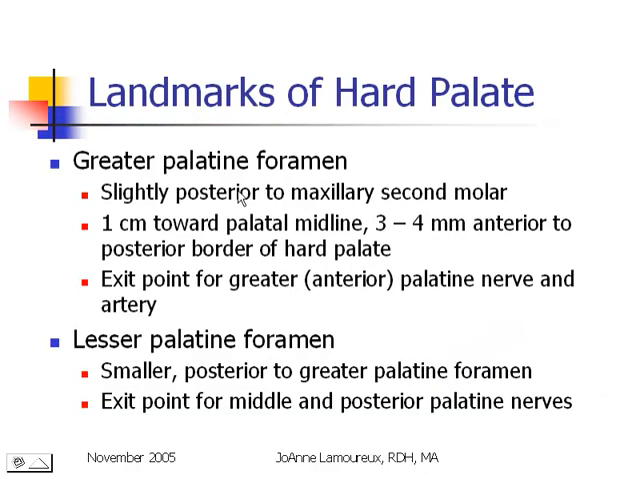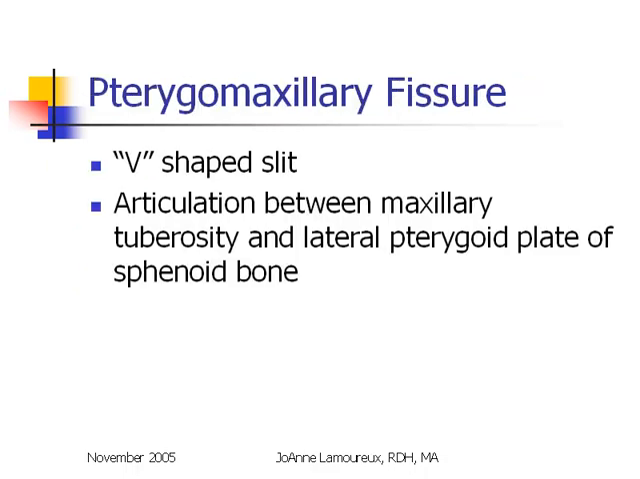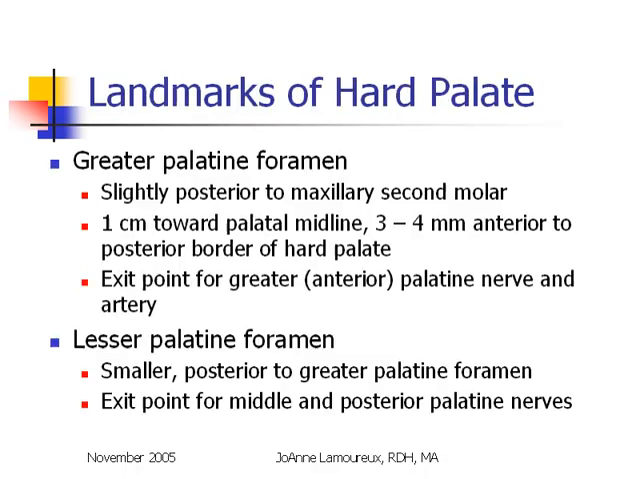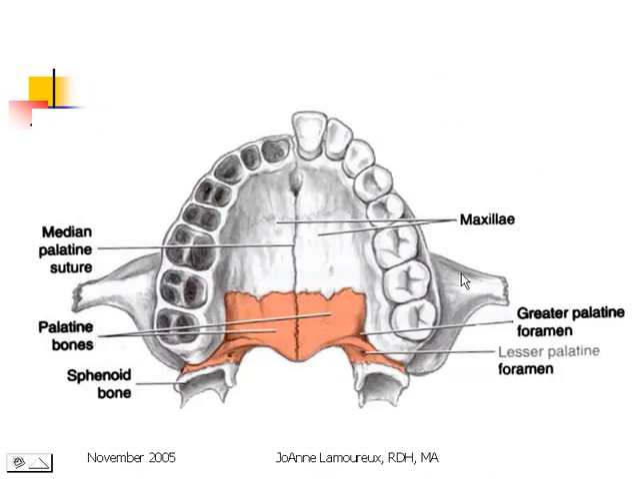Two other very important landmarks that we see on the hard palate are the greater and lesser palatine foramen. The greater palatine foramen is usually slightly posterior to the maxillary second molar. It's about 1 centimeter toward the midline, maybe 3 to 4 millimeters anterior to the border of the hard palate, where the hard palate joins the soft palate.